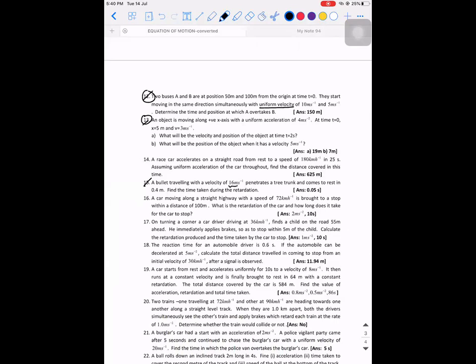So there is a bullet which is traveling with a velocity of 16 meter per second. So u is 16 meter per second. It penetrates a tree trunk and comes to rest in 0.4 meter. So distance is given, 0.4 meter. Find the time taken during the retardation.